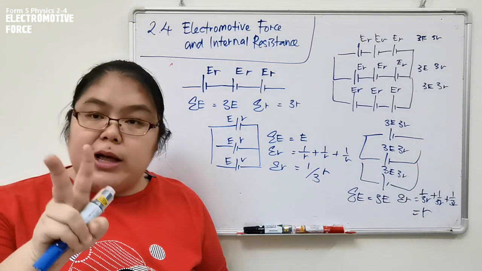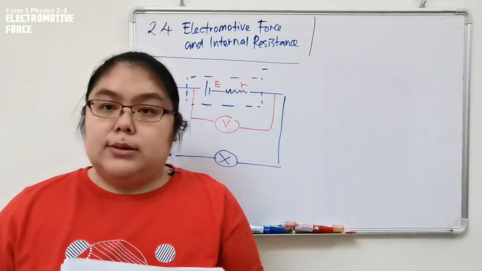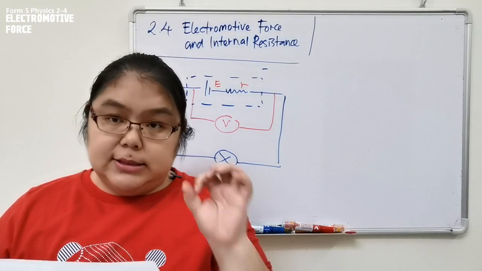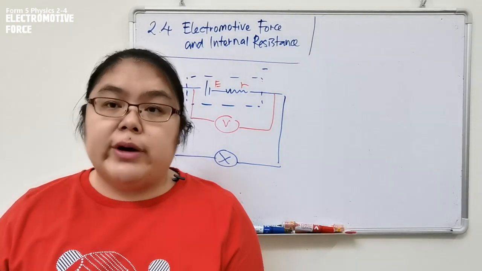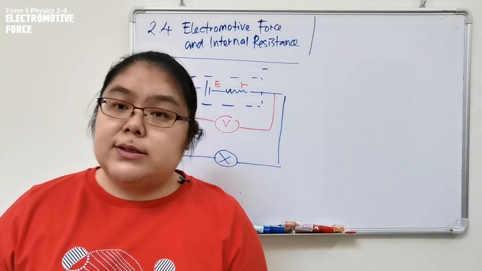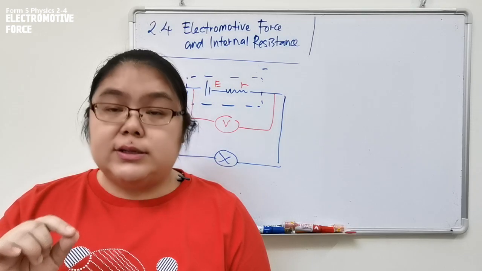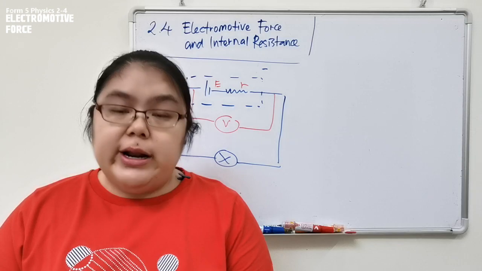This is the second one I want to explain. First one is EMF, the second one is internal resistance. Now you can see what the internal resistance is. Actually, internal resistance is inside the battery. Because the battery also has some resistance we need to overcome, but the resistance is very, very small. So this internal resistance only affects the potential difference a little bit. Okay, let's see the diagram.